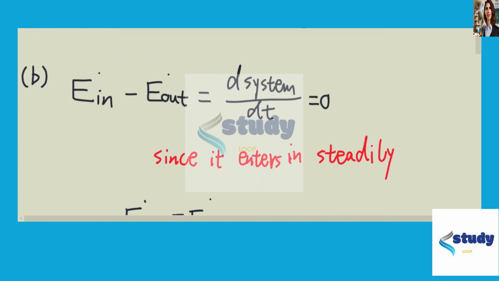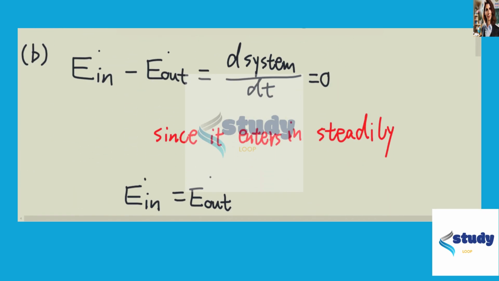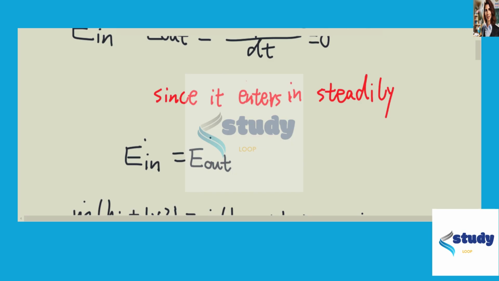For the next question, we know the rate of energy that was transferred in minus the energy that was transferred out should be equal to dE system over dt, which is the rate of change of energy in the system. And in this case, it should be equal to 0 because it enters steadily. So therefore, the rate of energy transferred in is equal to the rate of energy transferred out, which is E in dot equal to E out dot.